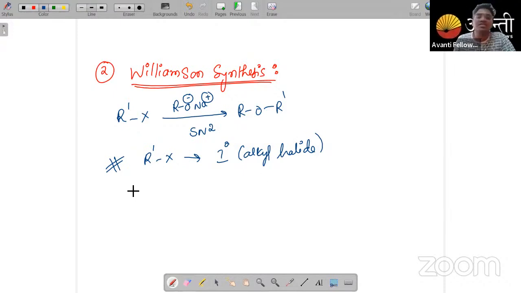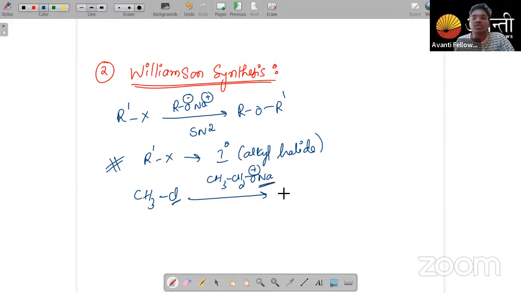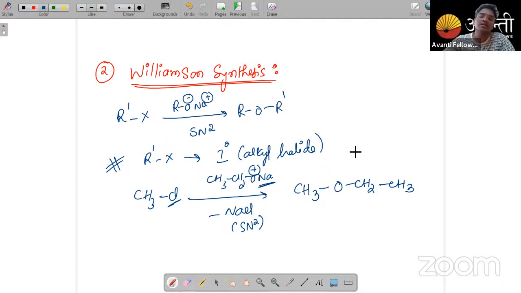Elimination will take place. Best example, if I am taking CH3Cl in the presence of, let's suppose, CH3CH2O⁻Na⁺, what is going to happen here? Na and Cl both will go as NaCl, and it undergoes the SN2 mechanism. The product formed is CH3OCH2CH3.